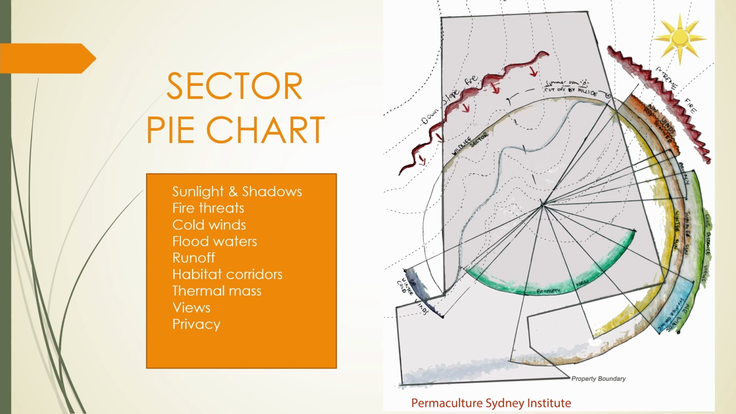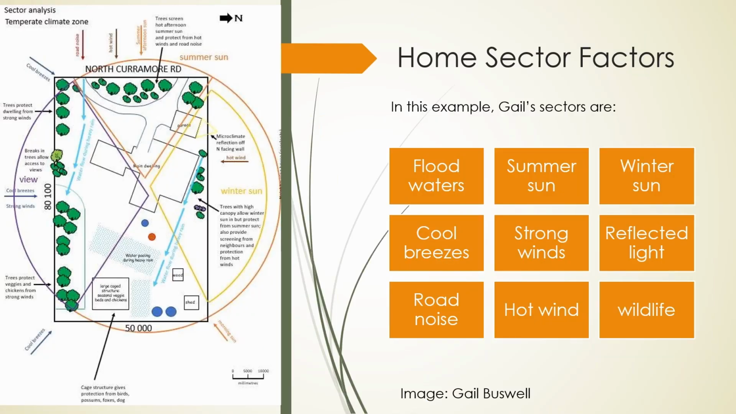And view nearly always equals wind. So if you're going to try and put in a sector that's just for the view, remember that it could be a pretty nasty wind. Here's a computer-generated diagram of the sector by Gail, one of my students, and she's showing where the cool breezes can come from and where her summer sun arc is quite broad and her winter sun is smaller.